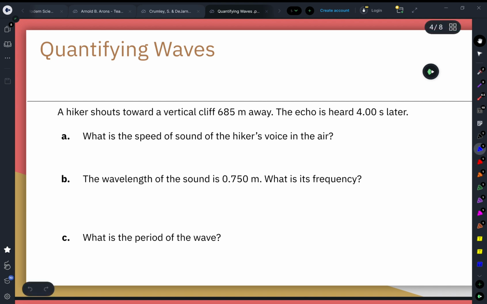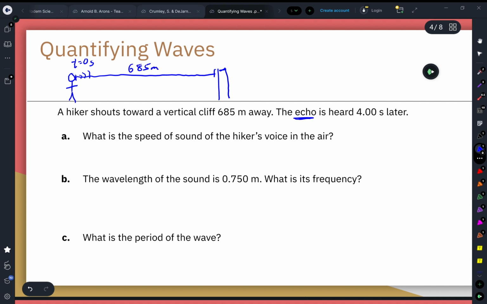So right here, I'm going to draw a hiker. At a time of 0 seconds, they shout. They shout at a vertical cliff. The distance from them to the cliff is 685 meters. The echo is heard 4 seconds later.